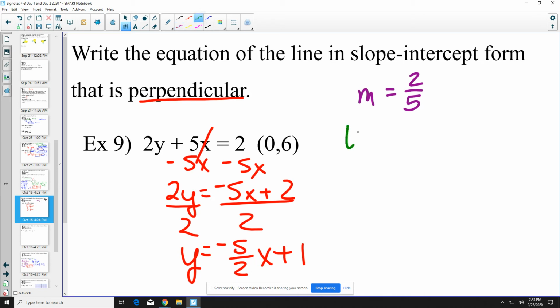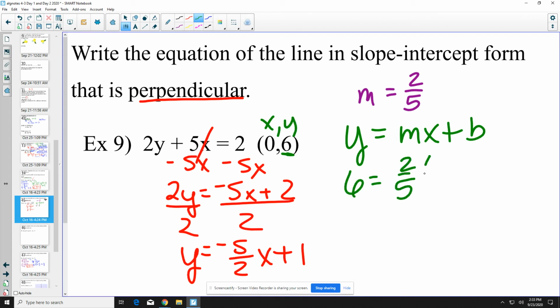So I write y equals mx plus b, and I plug in what I know. Well, I do know a y value right here. This is x, y. Y is 6. My slope I want to be 2/5. X is 0 plus b. Well, 2/5 times 0 is 0. 0 plus b is b. I'm going to get b equals 6.